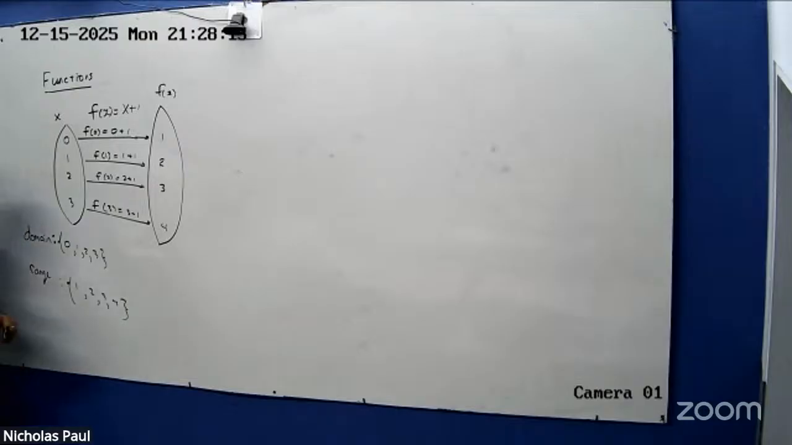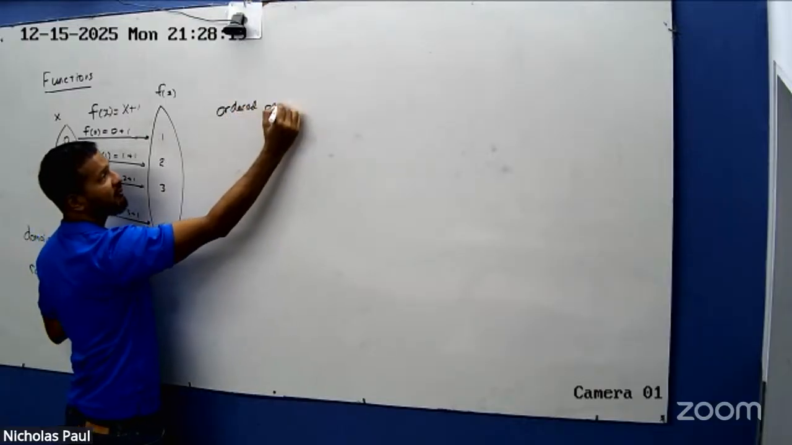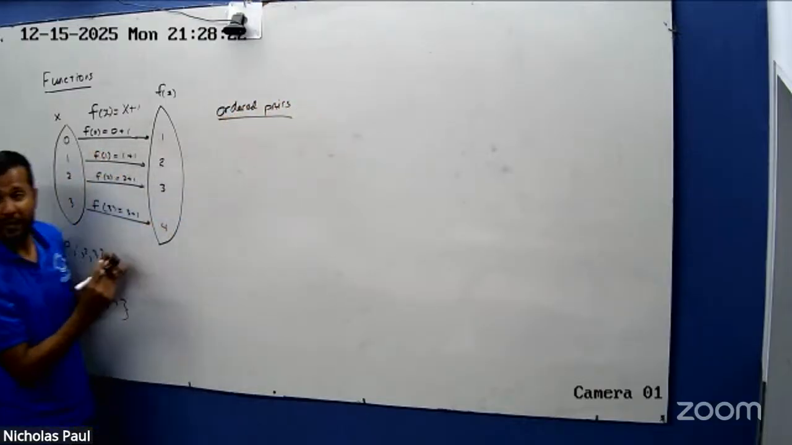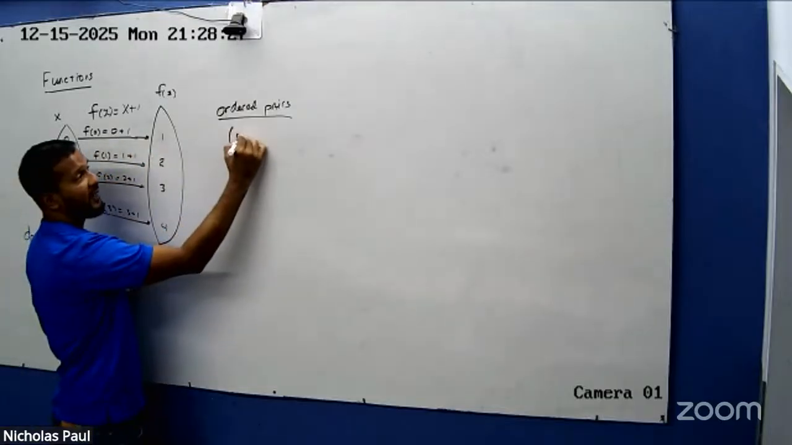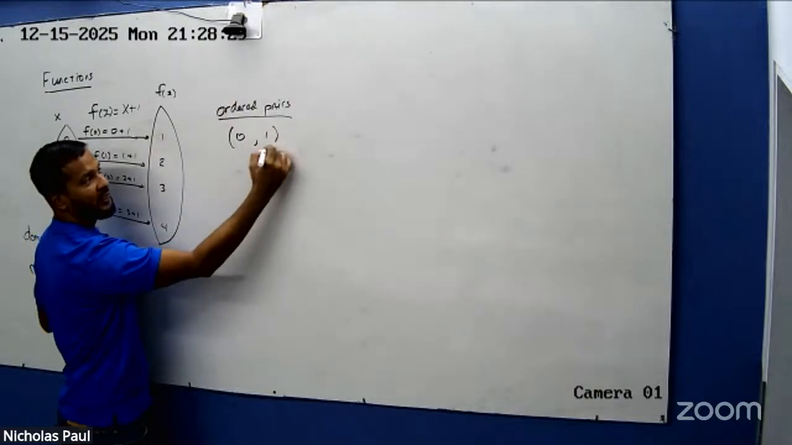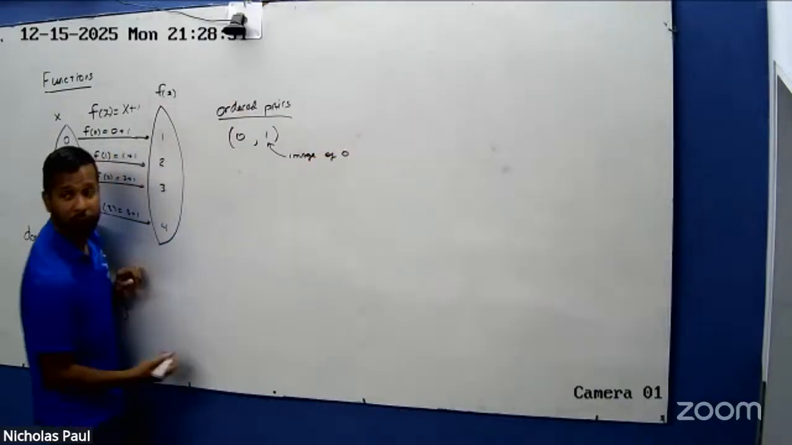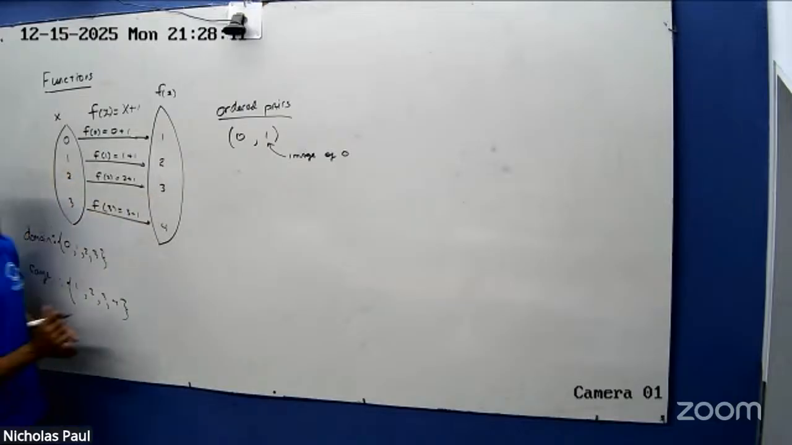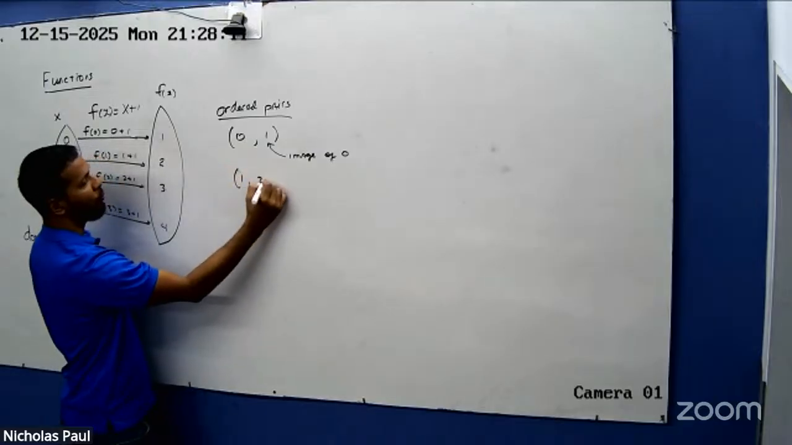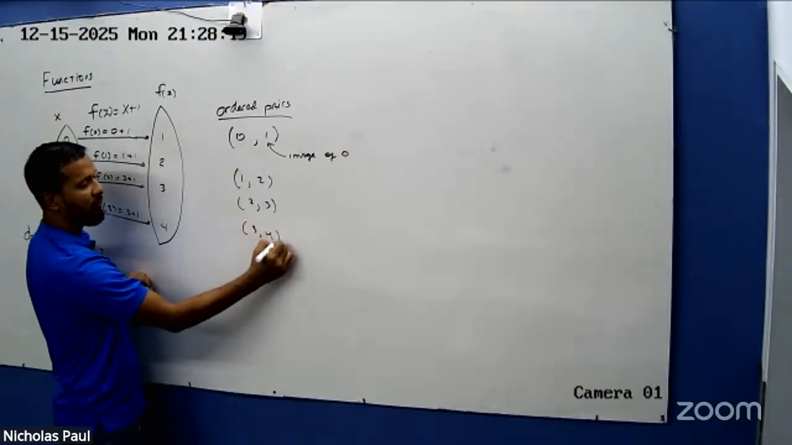Next thing I want to learn about is something called ordered pairs. Ordered pairs are the 0 and whatever it is mapped to, so the x value and what it is mapped to. This value here is called the image of 0. This value is the image of 1. This value is the image of 2. That's it. So the ordered pair here will be 1, 2. The ordered pair here will be 2, 3. And the last ordered pair will be 3, 4.